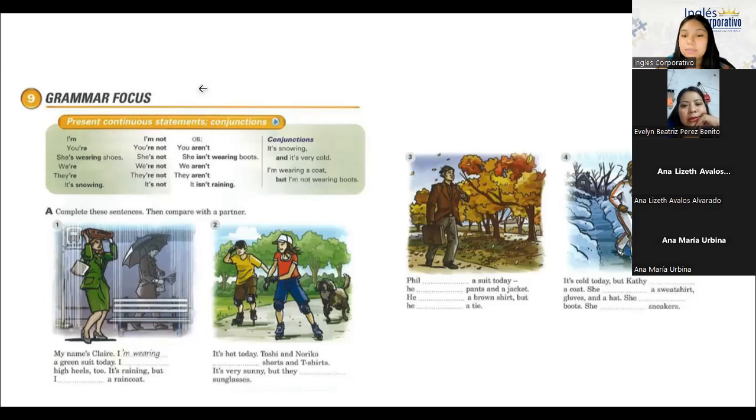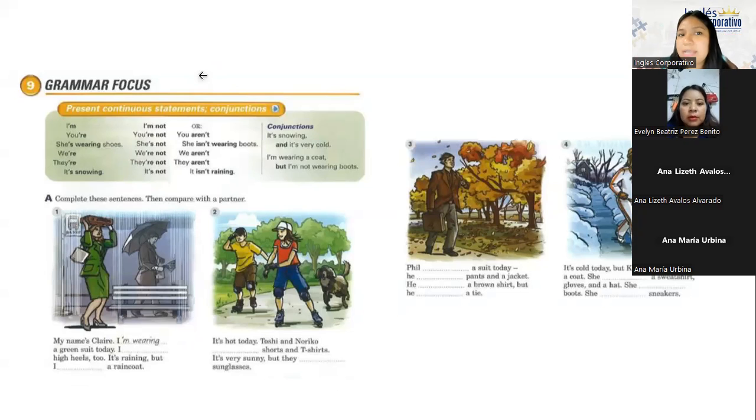And a flip-flops. Es como sandalias. Oh, flip-flops. Flip-flops, okay. Flip-flops. Or sandals. Puede decir también sandals. And it's okay. I am wearing también sandals. Okay, very good. Excellent.